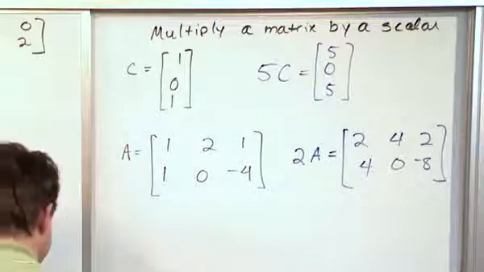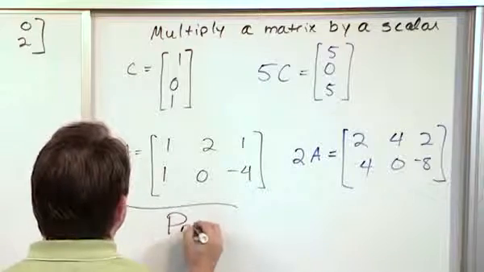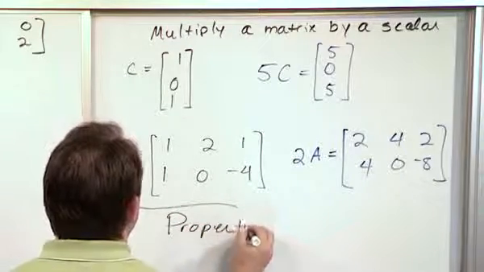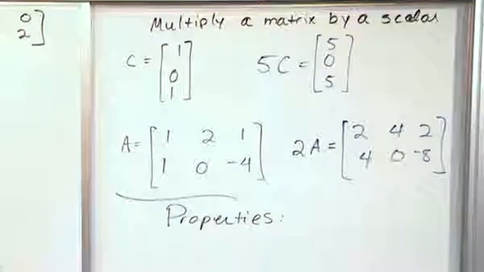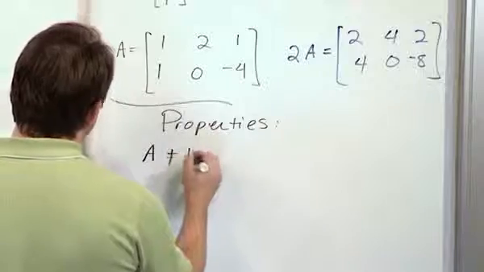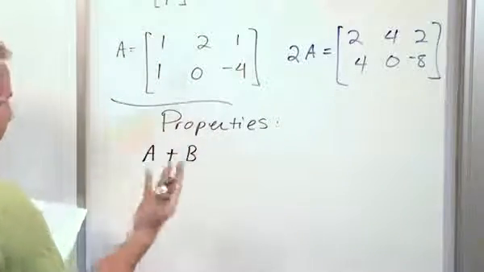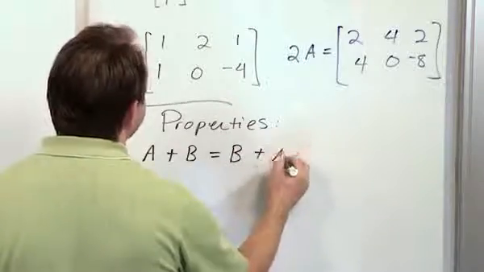And now I want to list, before we close, a few properties. These are things that are useful to know. I don't really think you should memorize them, but I think it helps us understand what we're talking about. The matrix A plus the matrix B, because of the way we've defined matrix addition, has to be equal to matrix B plus matrix A.